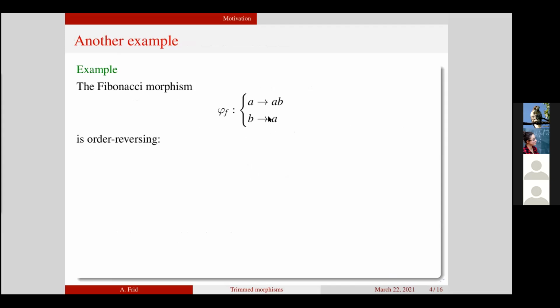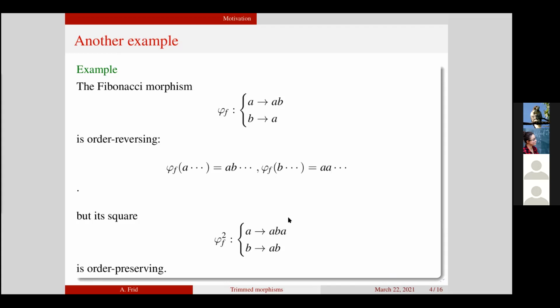Another morphism which is almost as simple is the Fibonacci one. The only difference is that here one image of letter is a prefix of the other, and so we should think a little bit more, but just a little bit. We see that the image of a word which starts from A always starts with AB, and the image of a word which starts with B always starts with AA. So it's order reversing, the Fibonacci morphism.